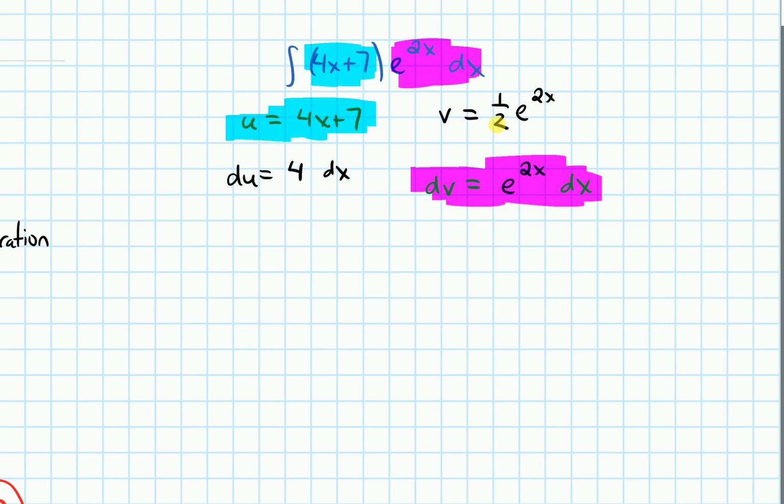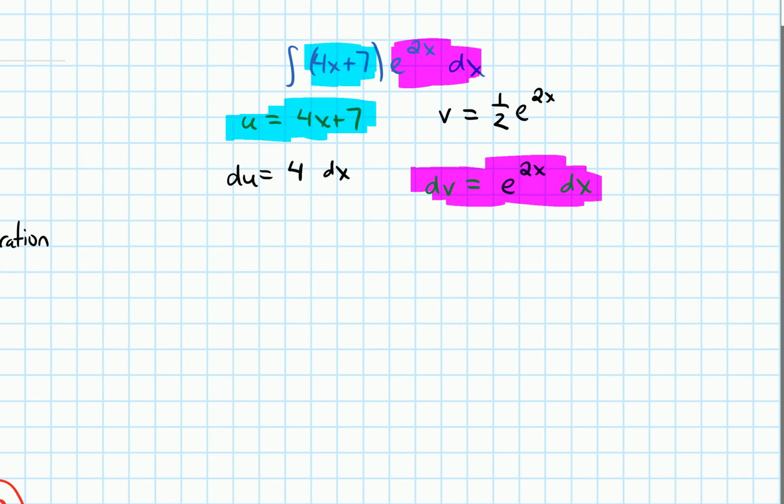We need that 1/2 in front because if we were to take the derivative of 1/2 e to the 2x, when we do the e to the 2x derivative, we'd have to do chain rule. And the derivative of the exponent, when we do chain rule, will pop out a 2, and the 1/2 will cancel that 2 that pops out.